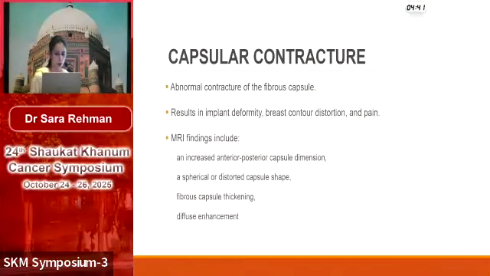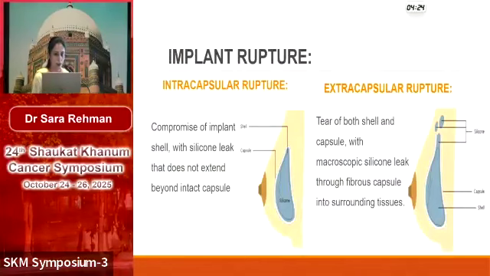residual disease on histopathology. The normal fibrous capsule is a normal physiological process, but sometimes due to excessive scarring, capsular contracture occurs, which results in patient's pain and implant deformity. And on MRI scan, we can see abnormal rounded morphology of the implant with increased capsular thickening and enhancement.